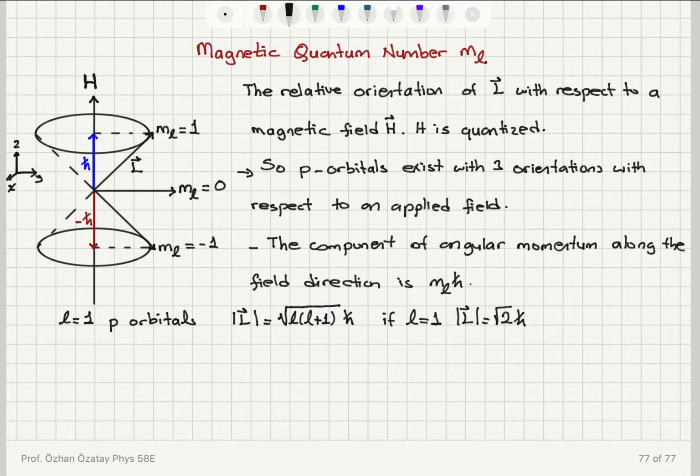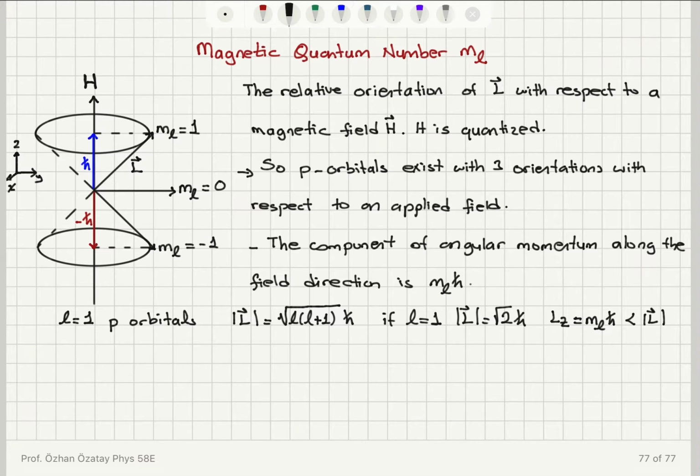On the other hand, if we look at the z component of the angular momentum, it is m sub L h bar, and notice that it is less than square root 2 h bar, which is about 1.4 h bar. It should be smaller because it's a component, and as we can see, it is the case.